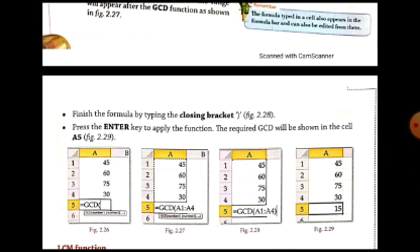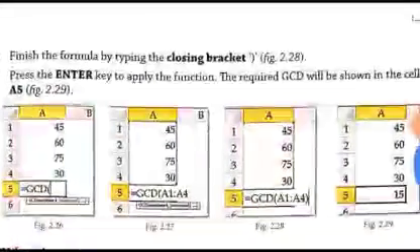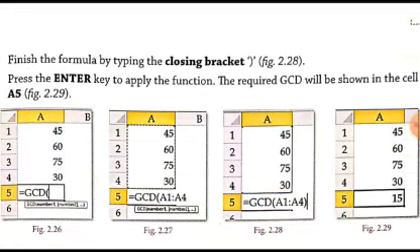After you have selected A1 to A4, see in figure 2.27 that as soon as you select this range, the selected cell range A1 to A4 is automatically entered in cell A5 after GCD, within the parentheses.